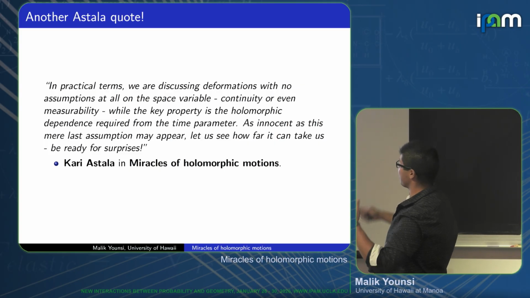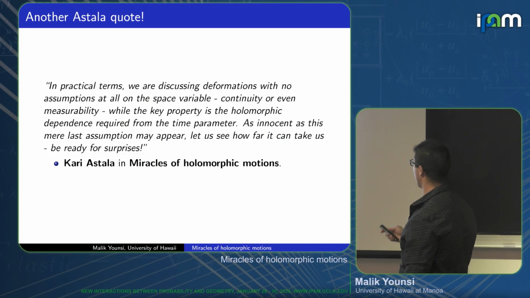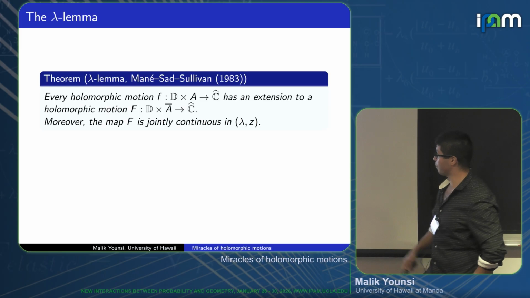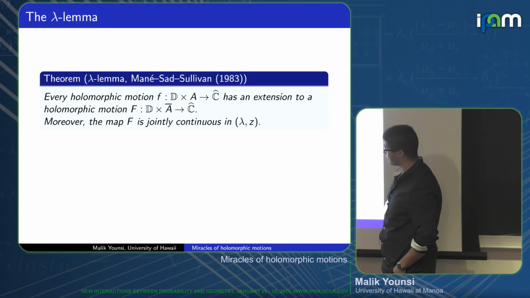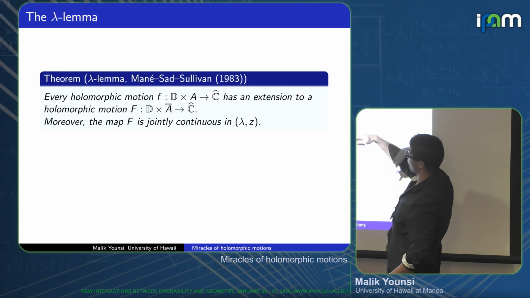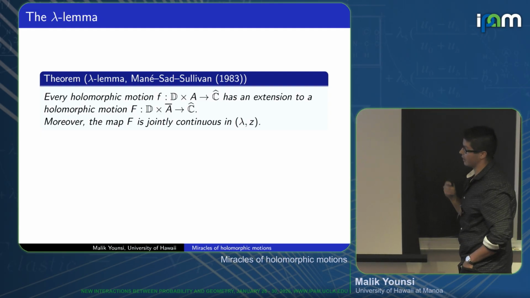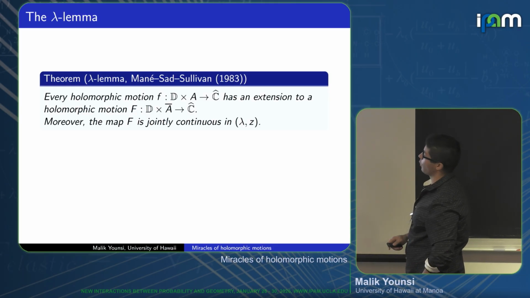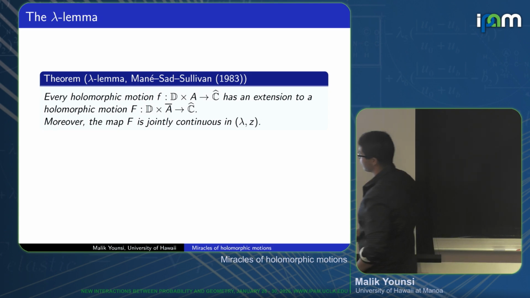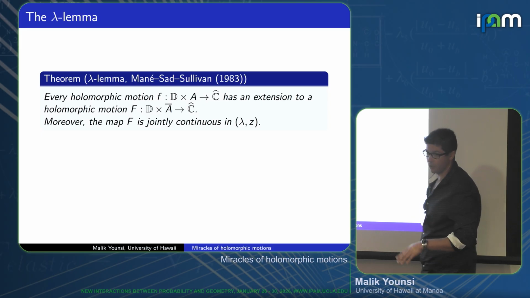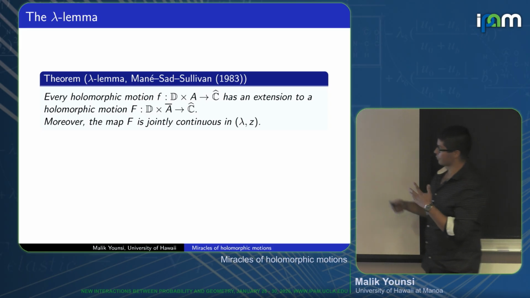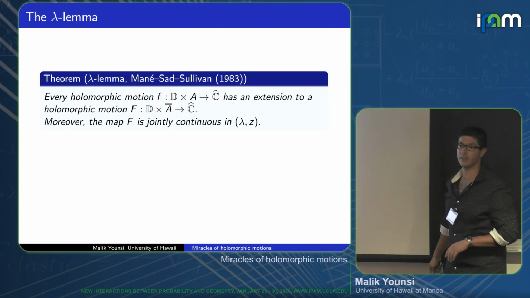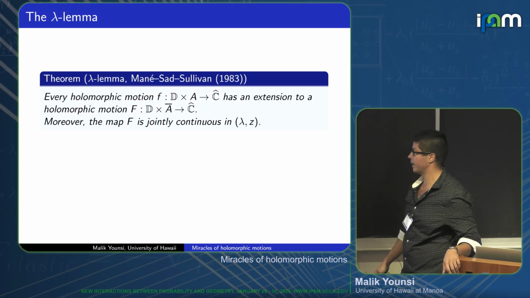Okay, so what kind of surprises is Astala talking about? Well, one of them is this so-called lambda lemma. So this was proved by Mañé and Sullivan in that same paper. And they showed that if you start with a holomorphic motion of a set, you can always extend this motion to a motion of the closure of the set. And not only this, but this extension that you get is jointly continuous in the pair lambda, z. So even though you start with no joint assumption at all, sort of magically, because of the holomorphic dependence and the injectivity in z, you get this joint continuity for the holomorphic motion. Okay?